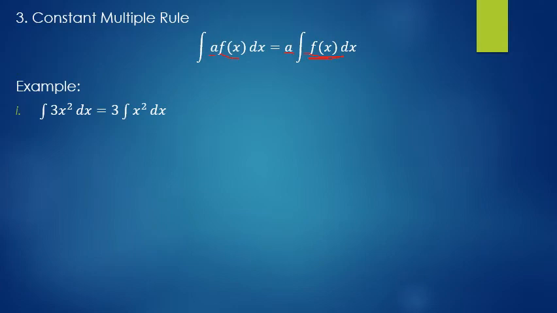So let's say we have 3x squared dx. So what we can do is we can take out 3 and then do the integration of x squared. So of course, that integral of x squared is x to the power 2 plus 1 all over 2 plus 1, and then we have a plus c. And then we simplify further, so we get x cubed over 3, and then we multiply that to 3 plus c. So the 3 and the 3 here will cancel each other out, and so we are left with x cubed plus c.